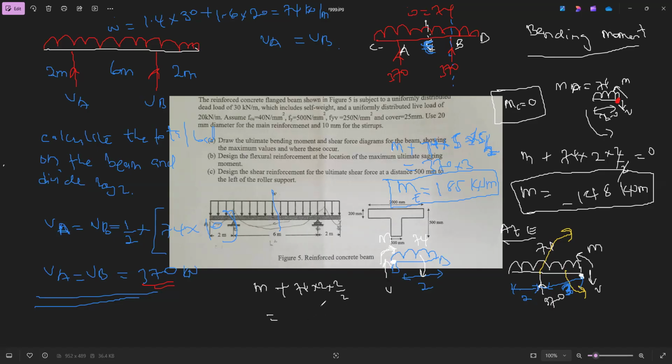nothing, because here there is no support. This is D. This is not a support. So M is going to be what? Minus 74 by 2, which is minus 148. Is that correct? Yes. Very good.